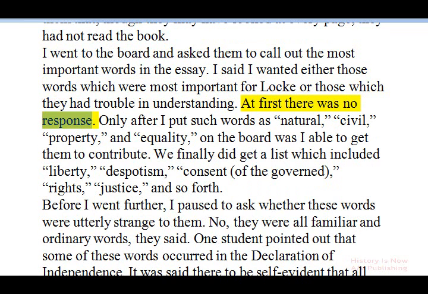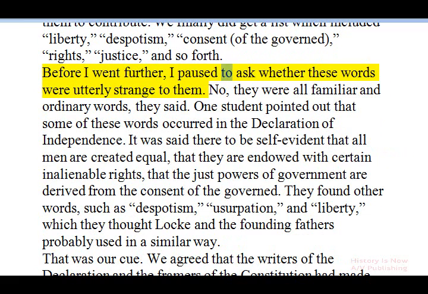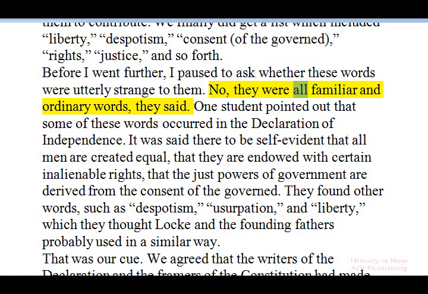At first there was no response. Only after I put such words as natural, civil, property, and equality on the board was I able to get them to contribute. We finally did get a list which included liberty, despotism, consent of the governed, rights, justice, and so forth. Before I went further, I paused to ask whether these words were utterly strange to them. No, they were all familiar and ordinary words, they said.